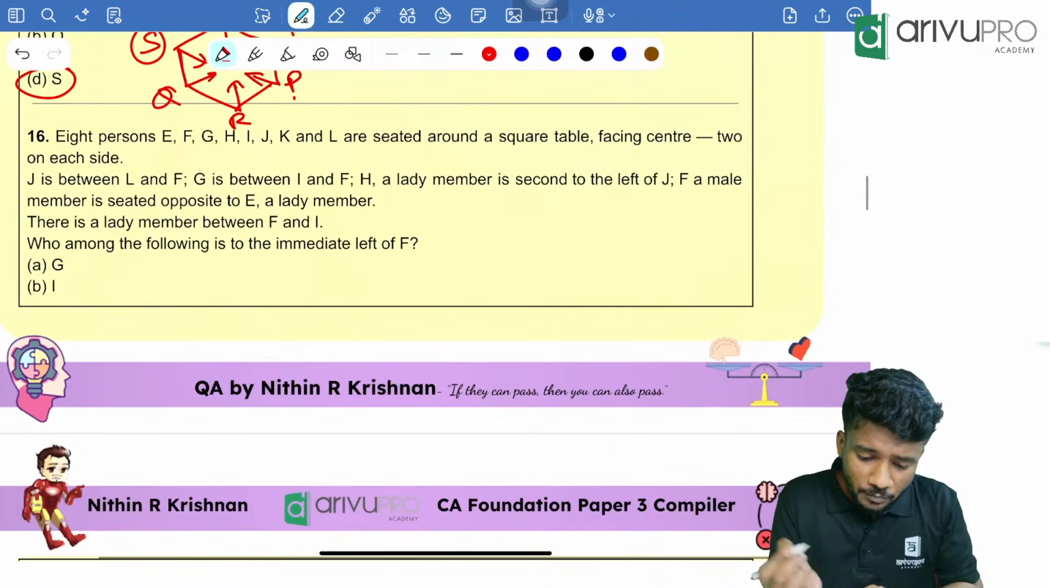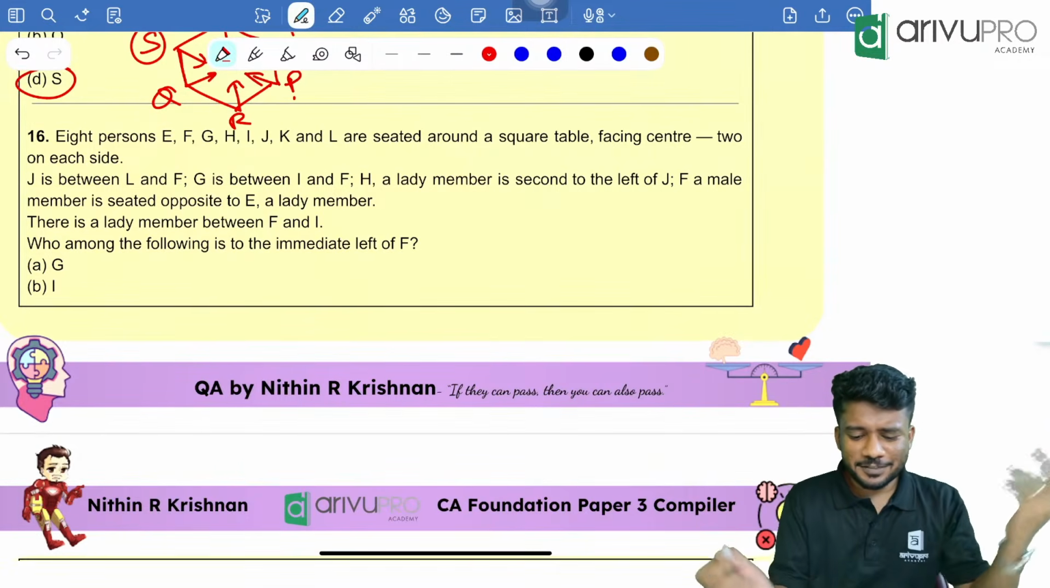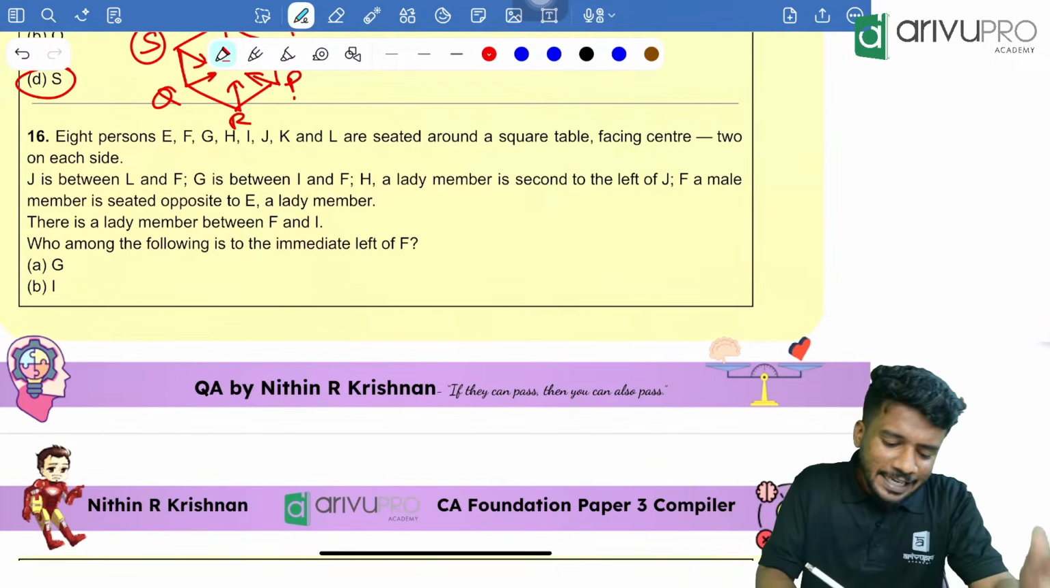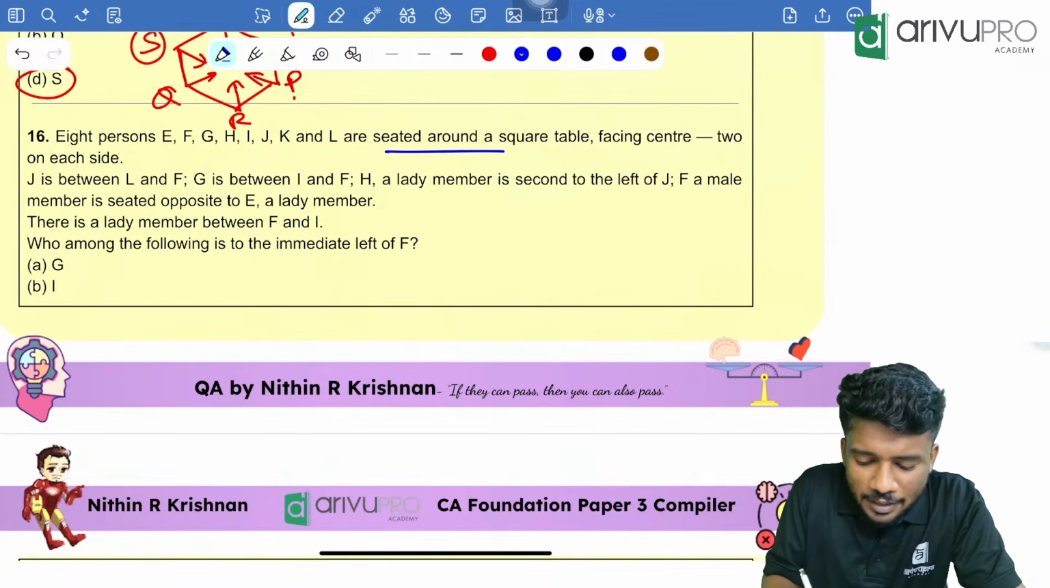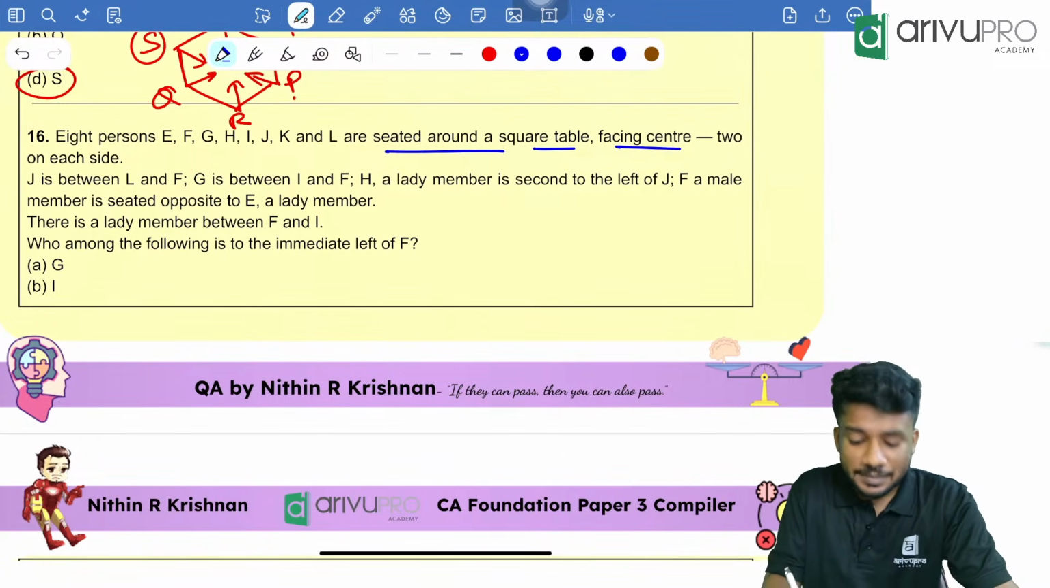Next one. Yeah, this one we solved in marathon as well as in class. Eight persons E, F, G, H, I, J, K, L are seated around a square table facing the center.